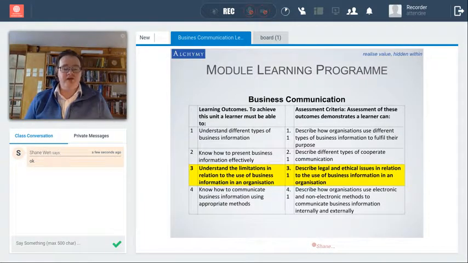So what are we focused on? Session 3 is about understanding the limitations in relation to the use of business information in an organization and how we describe legal and ethical issues in relation to such use.